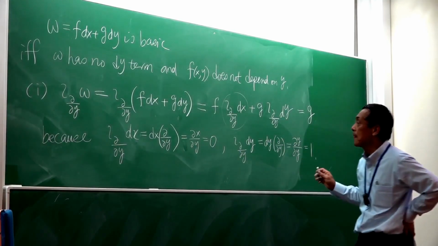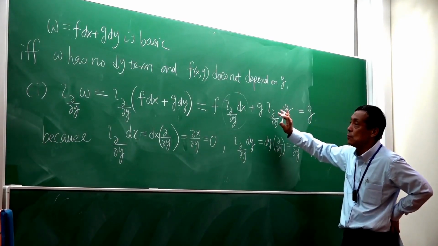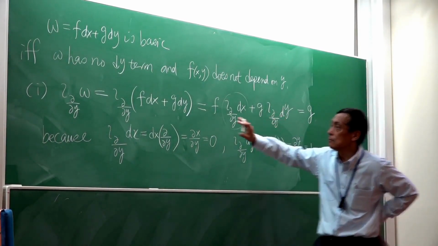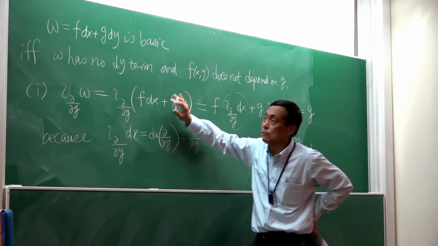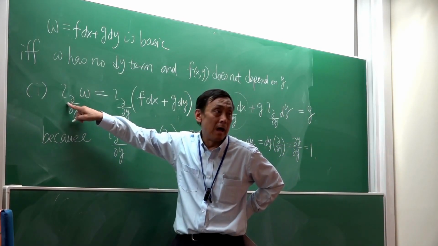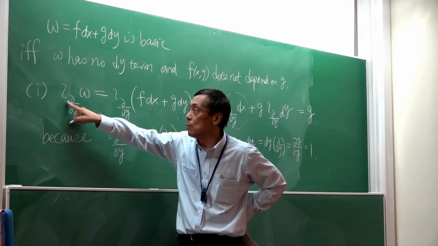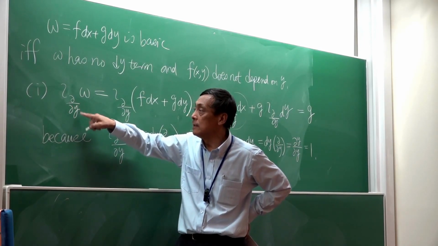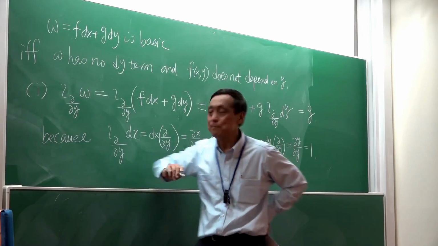And so to say that there's no dy term is equivalent to saying that the interior multiplication with d/dy is 0.